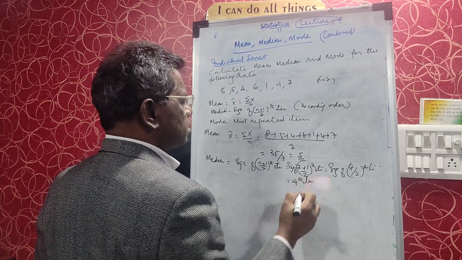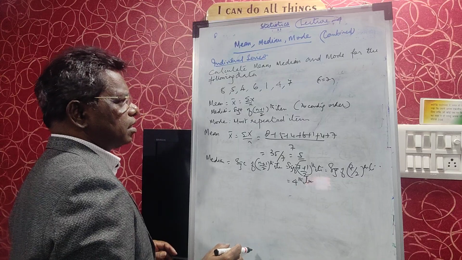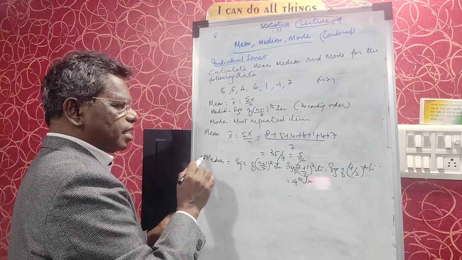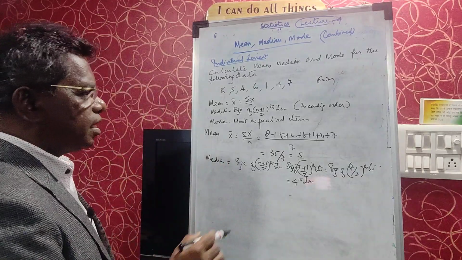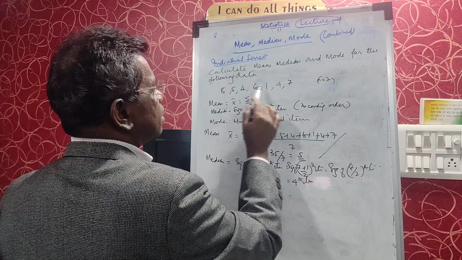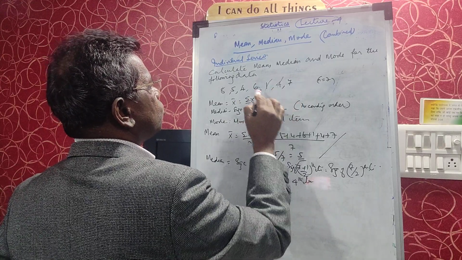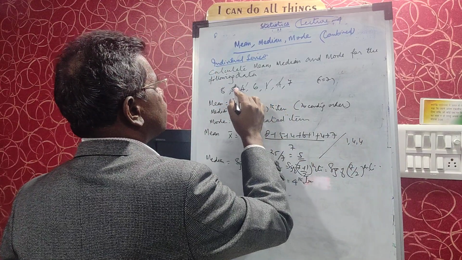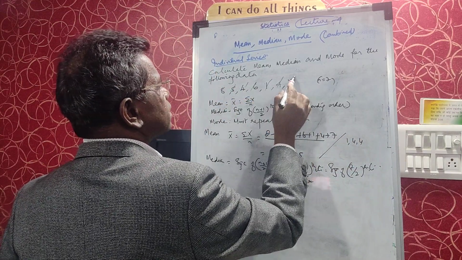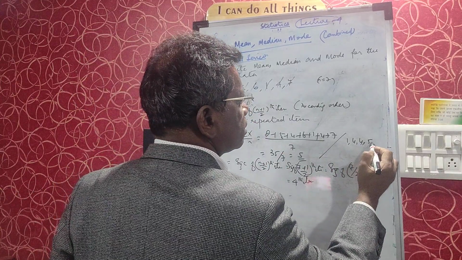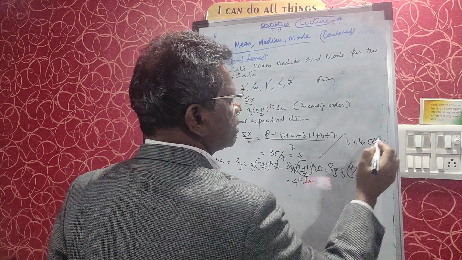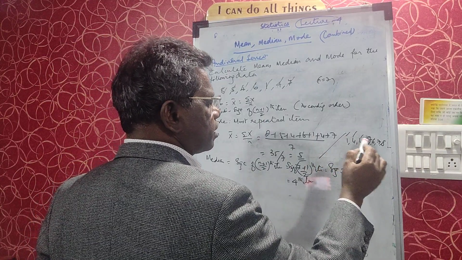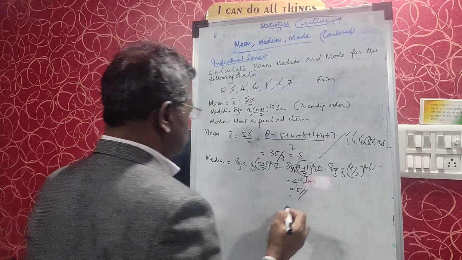So the 4th item you have to see. You need to arrange the data. First you have to arrange the data into ascending order. What is ascending order? Ascending order is 1, 4, 4, 5, 6, 7, 8. So what is the fourth item? First item, second item, third item, fourth item. The answer is 5. So that is the median.